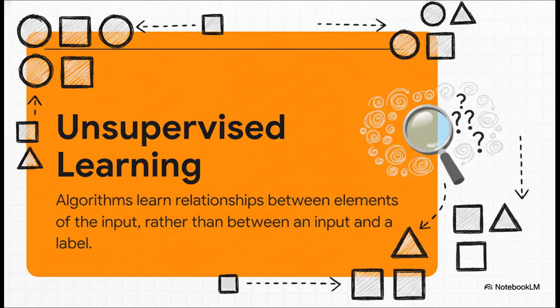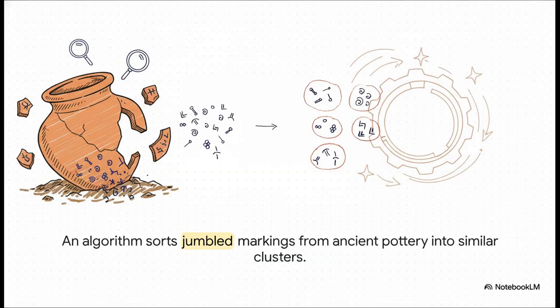No labels, no hints, no answers. The whole point is for the machine to find hidden patterns and relationships in the data, all on its own. It's basically about finding natural groups of things that belong together. Think about it like this. An archaeologist uncovers this huge, messy pile of pottery fragments, all with different markings.